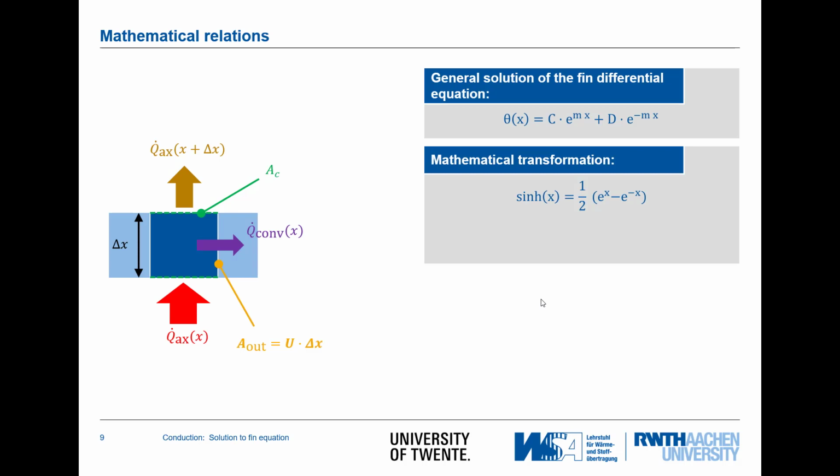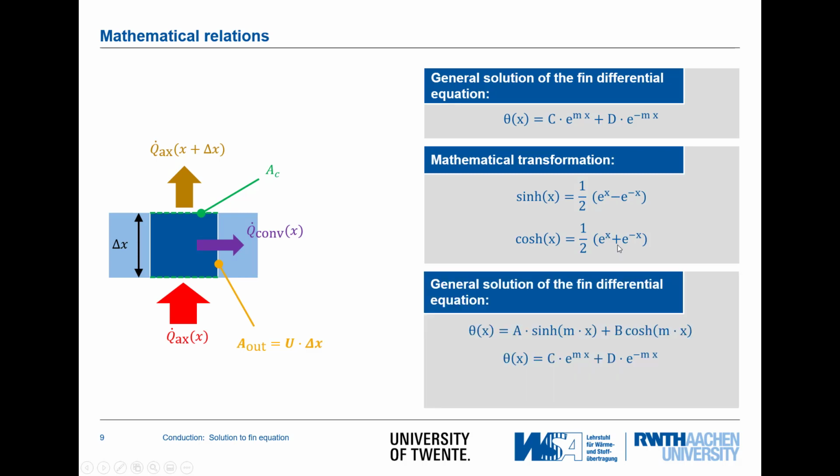And interestingly, as you can see here, there is a mathematical transformation that allows us to go from an exponential function to a sinus hyperbolicus function. If we see this part of the exponential function here, it looks very much like the two parts of the equation. So maybe it's possible to transfer that. To do this, we also have to look at the cosine hyperbolicus function, which is in its definition very similar, but we now have a plus in between.